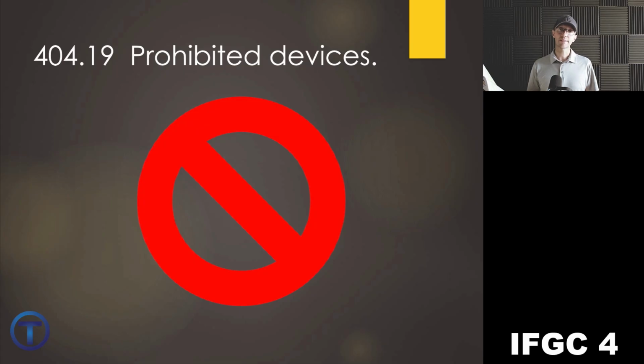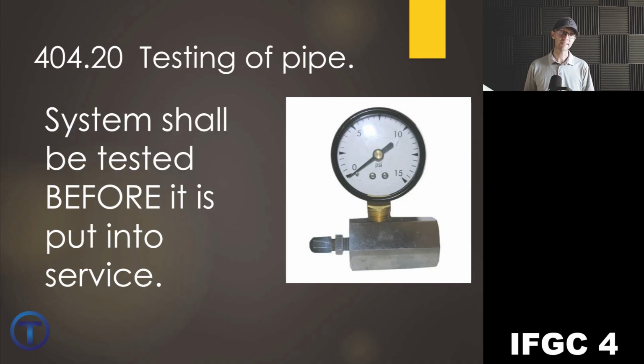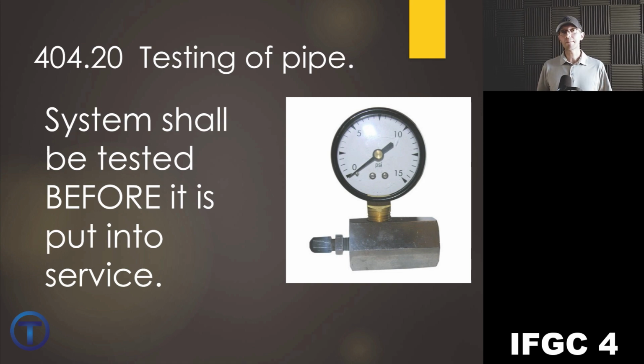There are some devices that are prohibited in the gas system. This section 404.19 says specifically fittings that will reduce the cross-sectional area. There's other things that are not approved. Just make sure that whatever's being installed is an approved pipe or fitting for that system. 404.20 talks about testing of the pipe and says it shall be tested before it is put into service. So we're never going to take that chance of a leak by just putting gas in, turning it on, and leaving this system. We're going to have to make sure it's tested, inspected, and then we can be confident that our system is not going to be dangerous.